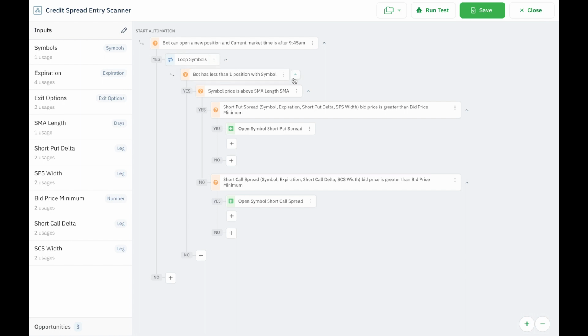Now, if the bot has less than one position with that particular symbol, go down this decision logic. First of all, is the price above the SMA? And what SMA is that? Well, that's over here on the input. And then in this case, it's going to be the 14-day SMA. So is price above it? Then it's going to open a short put spread. If price is below it, then it's going to open a short call spread. So what are these short put and short call spreads?